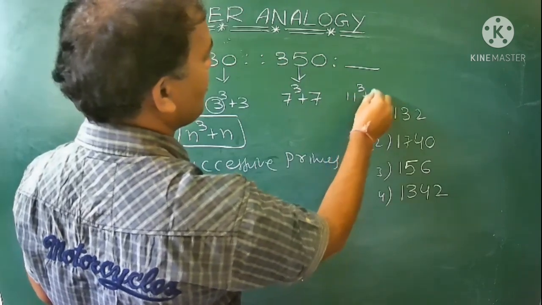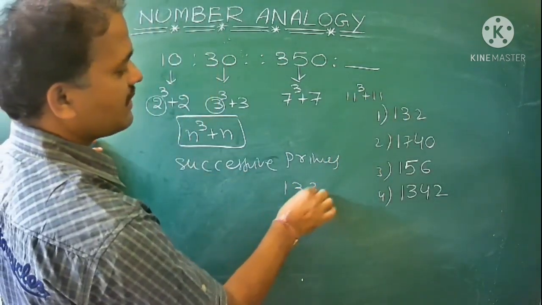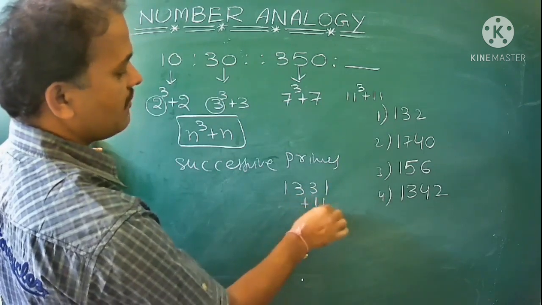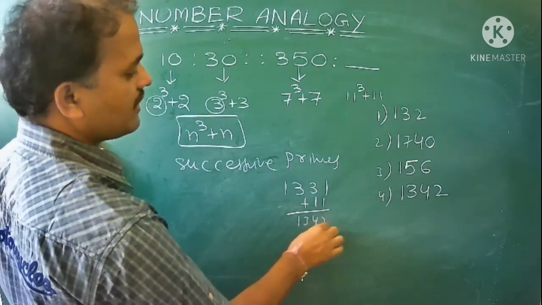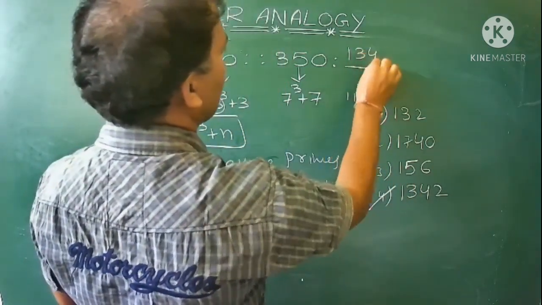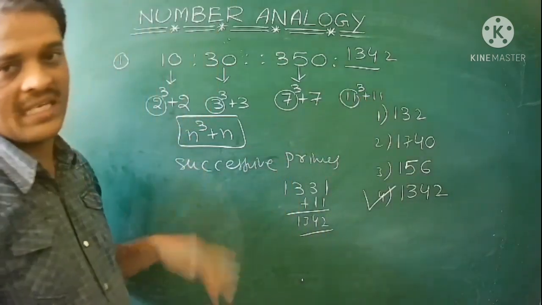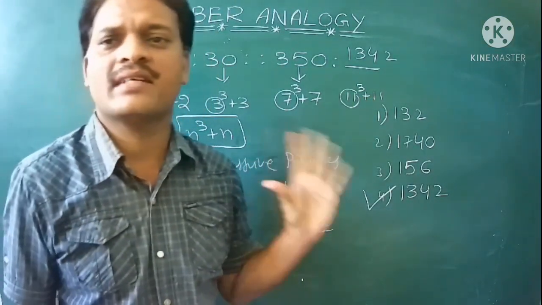So 11 cube plus 11. How much is 11 cube? 11 cube is 1331 plus 11. How much is it? 1342. So the fourth one is the option, 1342. 7 and 11 are called successive primes. It is a very important sum.